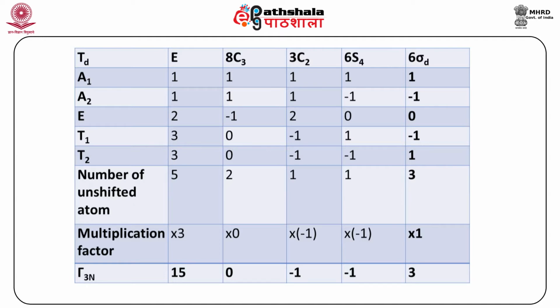These effects are summarized here, that is, the number of unshifted atoms are given as 5, 2, 1, 1 and 3. That is, 5 atoms are unshifted when symmetry operation E is carried out, and when the C3 operation is carried out, 2 atoms are unshifted. When sigma v or sigma d is carried out, 1 atom is unshifted. Like this, we can carry it out, that is, when sigma d is there, it contains 2 chlorine atoms and 1 carbon atom. So the unshifted atoms number 3. So we have the figure as 5, 2, 1, 1 and 3. We go for the multiplication factor and we get tau reducible as 15, 0, -1, -1 and 3.